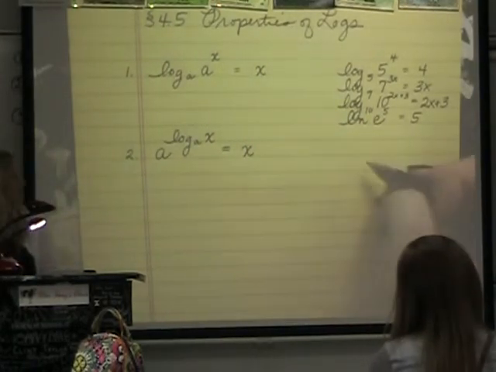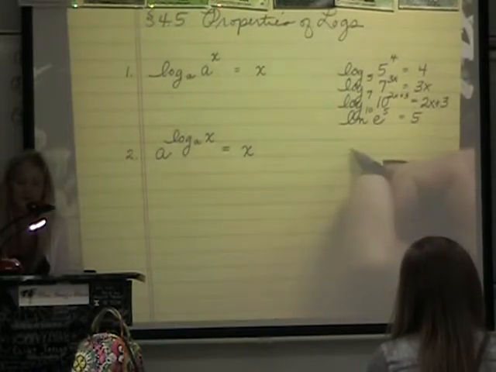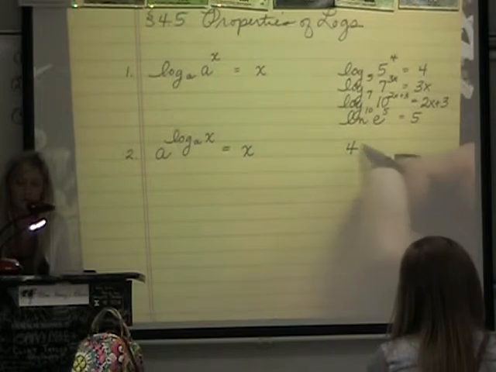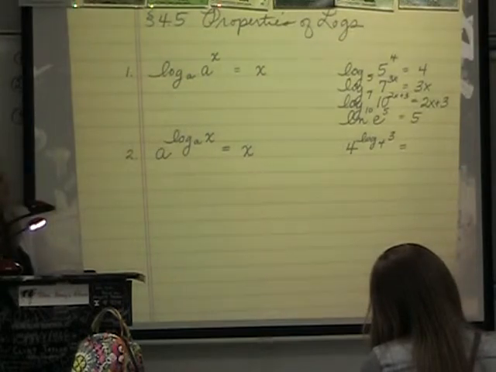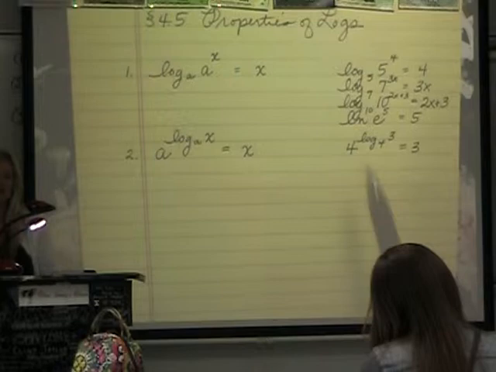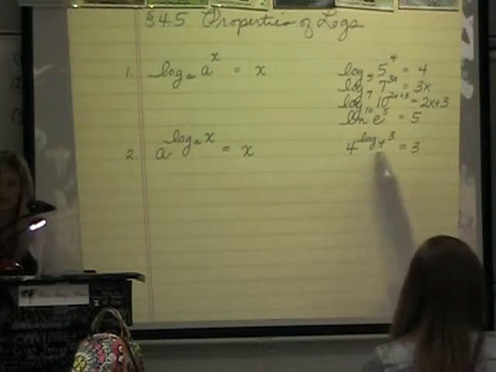And some examples over here to the side of this property would be if you have something like 4 to the log base 4 of 3. The answer is just 3. Because again, you have the same base on the exponential as you do on the logarithm. They're inverses of each other, so they cancel each other out.